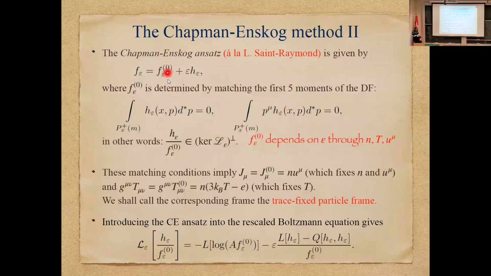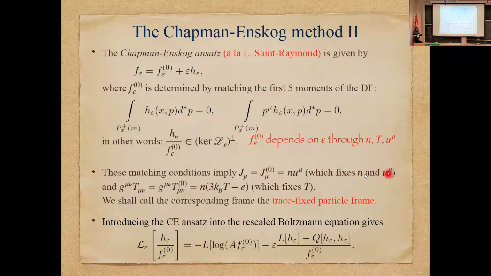So that's why this depends also, I mean, it's of the order 1, but it will depend on the full F epsilon at the end. Now, if you look at this matching condition, in practice this condition means that the current density of F0 matches exactly the current density of the full distribution function. So this is called a particle frame.